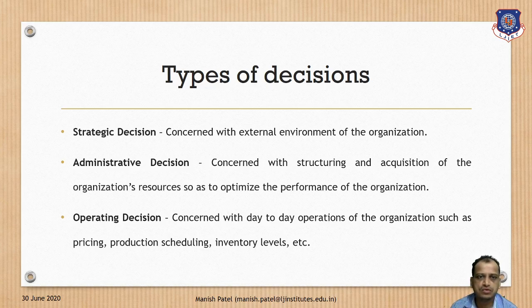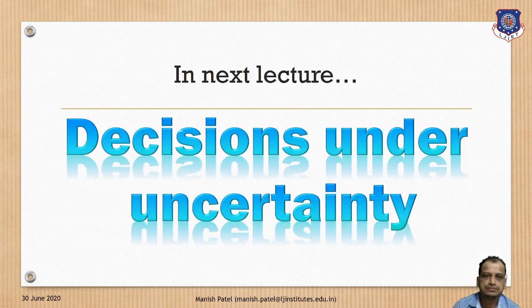So what are the core classifications of decision making? Based on the environment, you have decision making under certainty, uncertainty, and risk. And based on the scenarios, you have strategic decisions, administrative decisions, and operating decisions. So in this way we have concluded this topic.